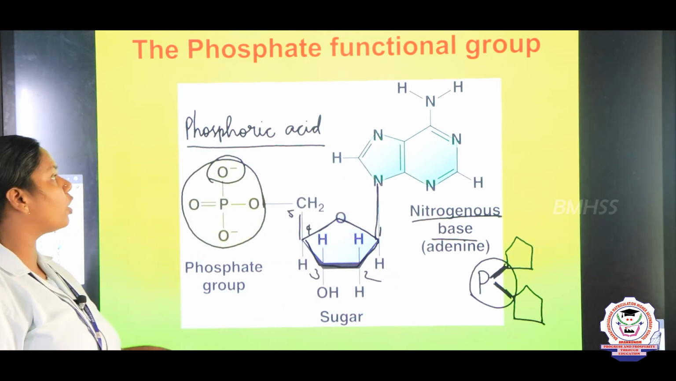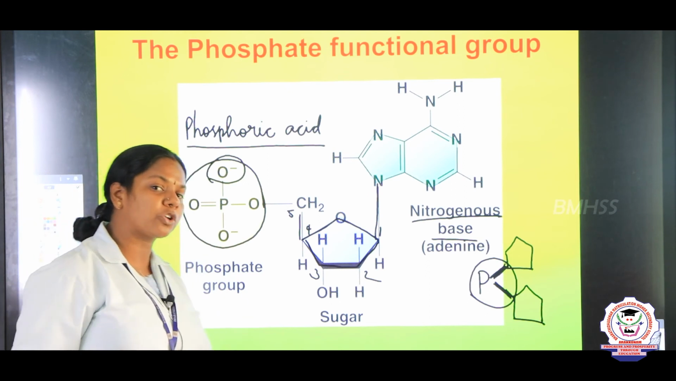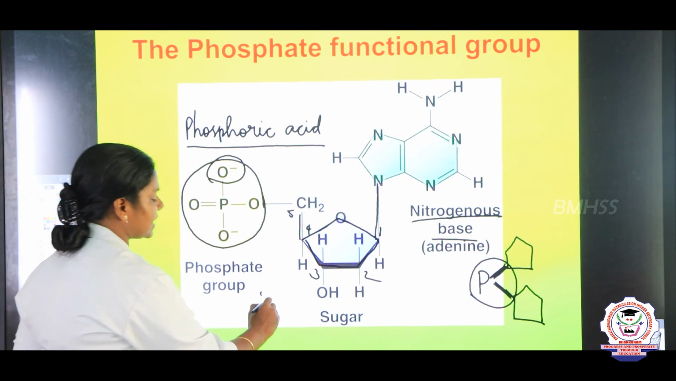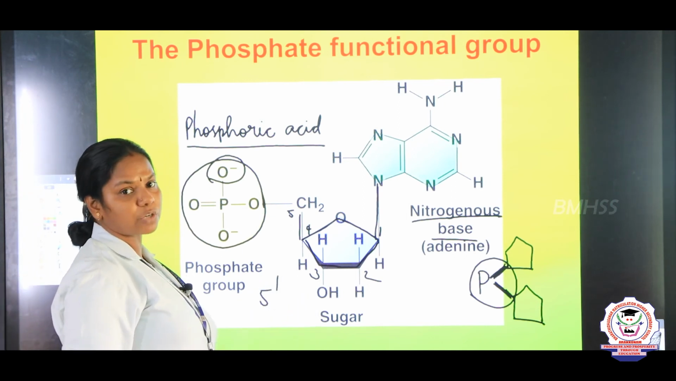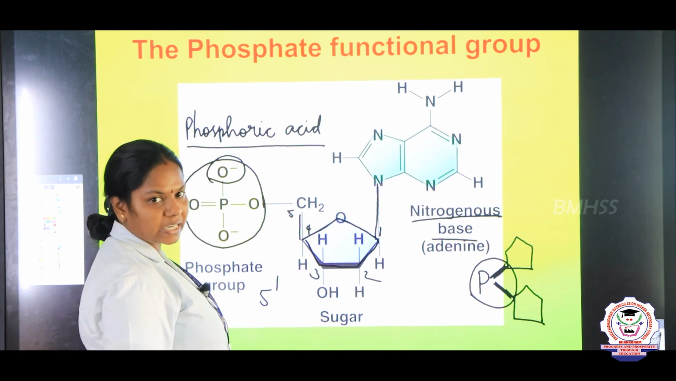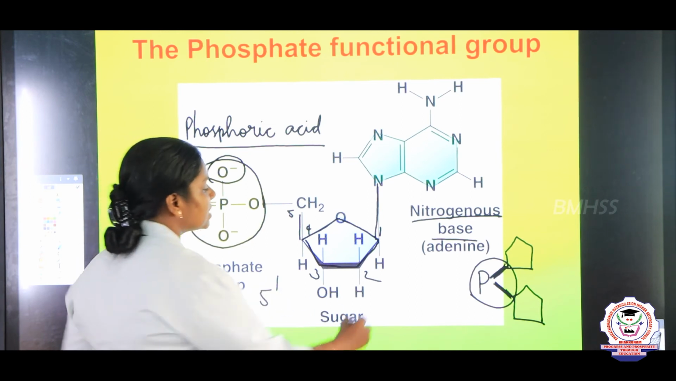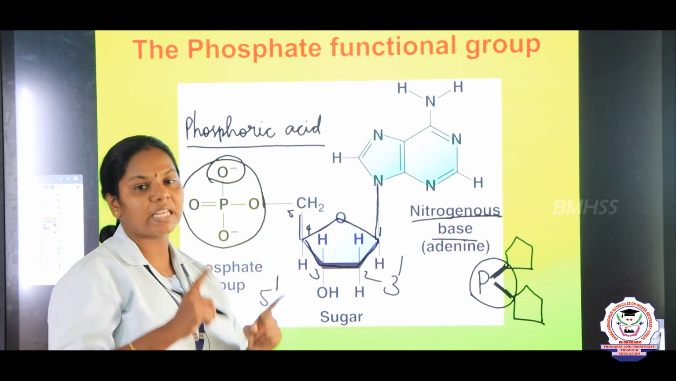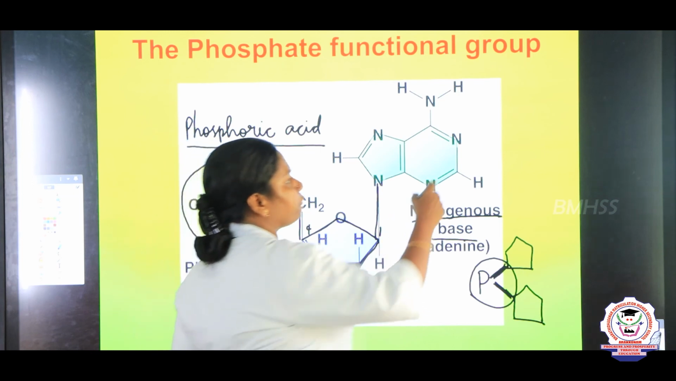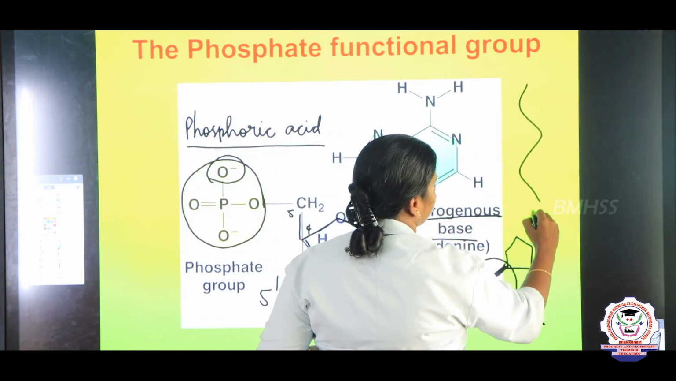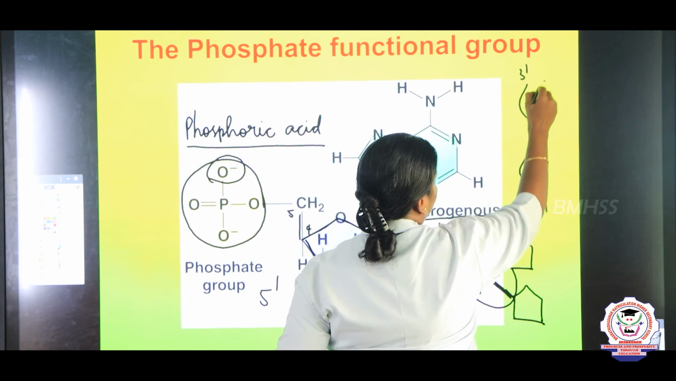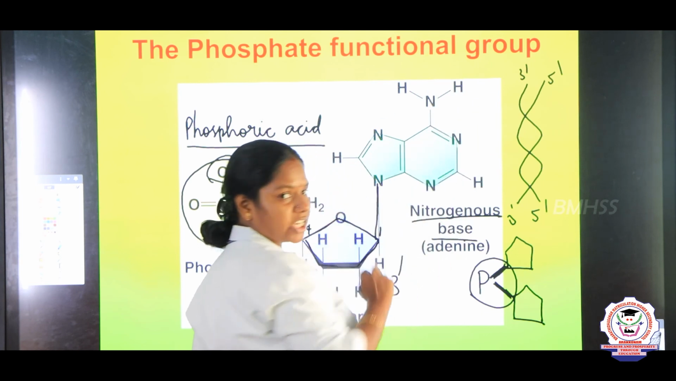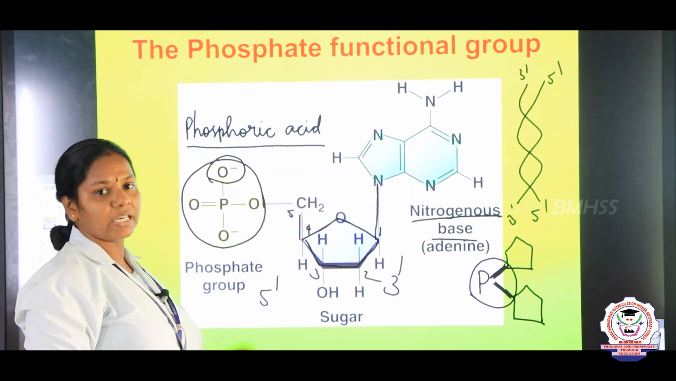So this is the nature of the phosphate group, and where the phosphate group is attached, it is attached to the fifth position, hence we can write it as 5 dash. And at the third position, what is attached? Oxygen, right? That's a hydroxyl group, OH is attached, so hence we can write it as 3 dash. The two strands of DNA are always antiparallel. For example, if one strand is in 5 to 3 direction, the other strand will be in 3 to 5 direction. So this is the nature of the DNA.